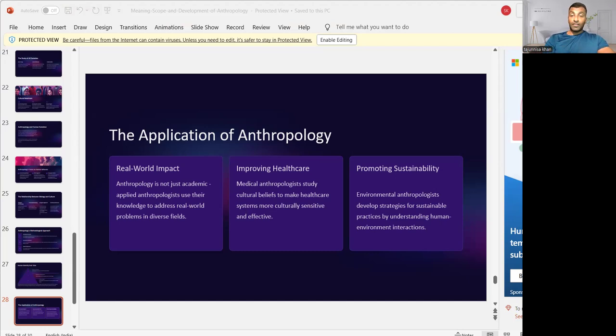So similarly, environmental anthropologists study how human societies interact with their environment and develop strategies for promoting sustainable practices. See, already we practice sustainable practices. So environmental anthropologists study how human societies interact with their environment from traditional times to ancient times onwards, right? And how they adapted to it. So that you need to use for sustainable practices. By applying anthropological insight to real world issues, anthropologists can help improve the lives of people around the world. Okay, so that is again another dimension of anthropology.